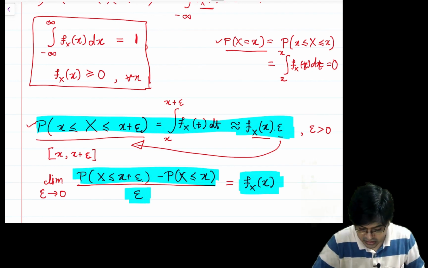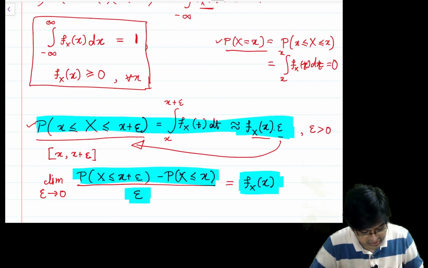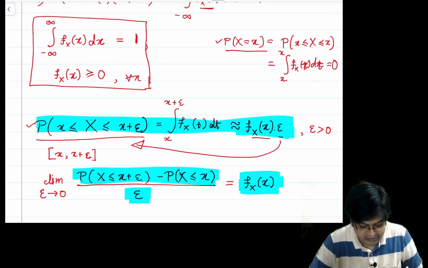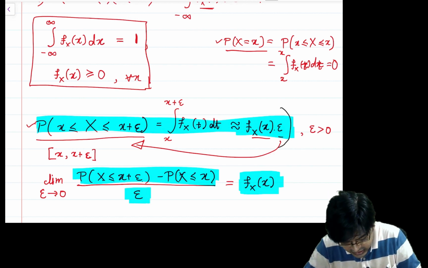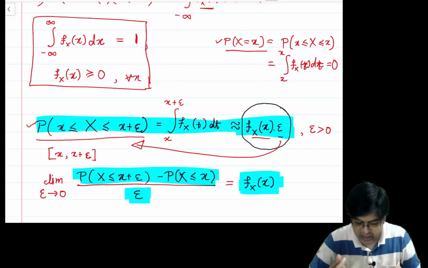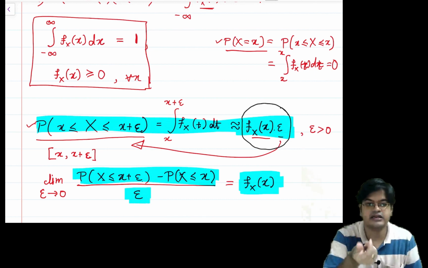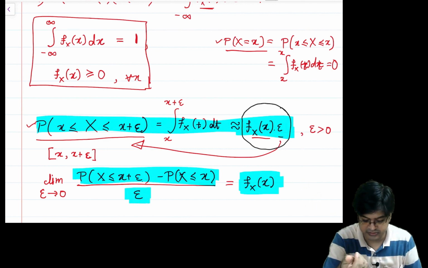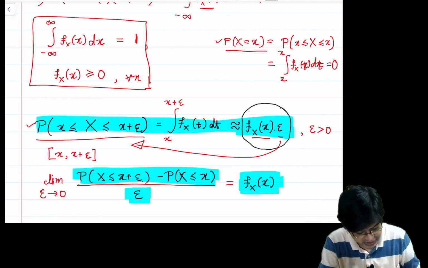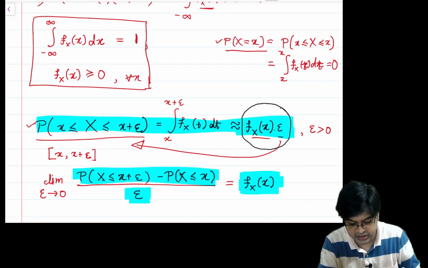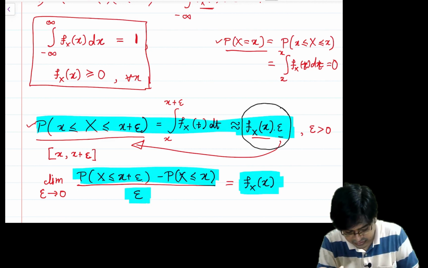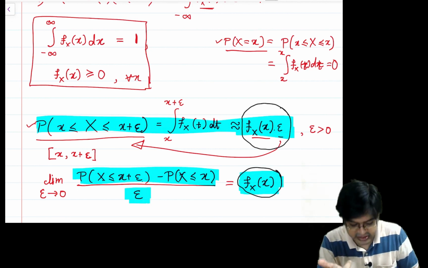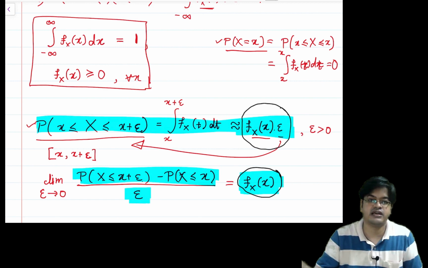So what is it? Now let us look at this terminology. This is the probability mass, this particular quantity is the probability mass associated with an interval of length epsilon. Then we have divided this by epsilon, therefore it is probability mass per unit length. Correct? So this particular thing is probability mass per unit length.